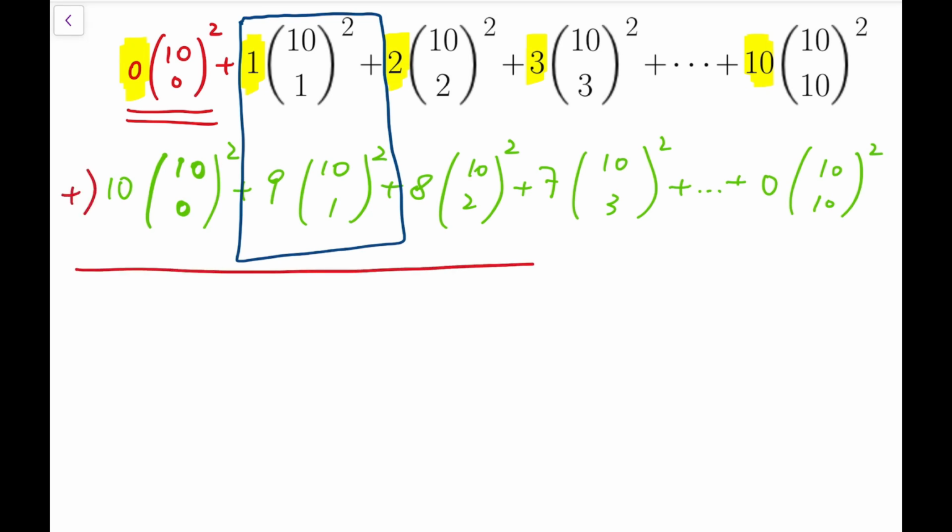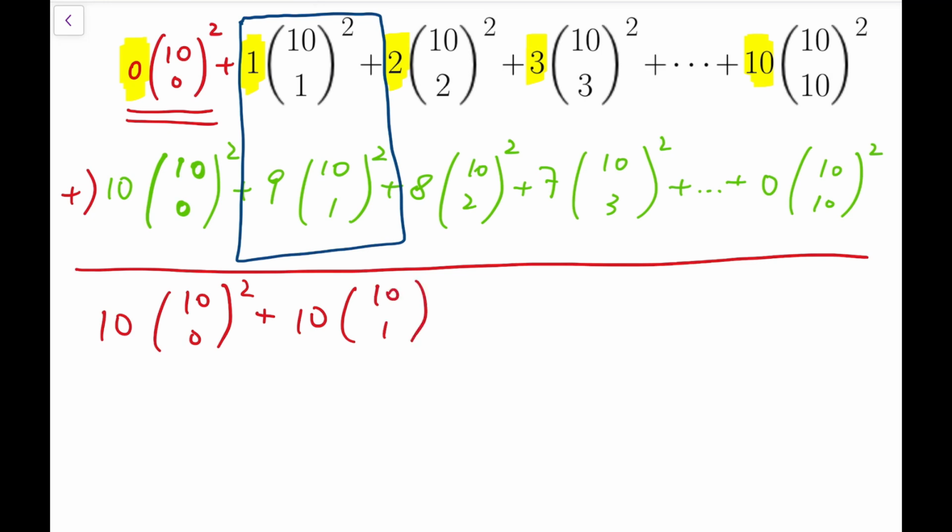After adding, I'm going to get 10 times 10 choose 0 whole squared plus 10 times 10 choose 1 whole squared, adding all the way up to 10 times 10 choose 10 whole squared. In this way, I've made the sum to be having the same coefficients among all binomial coefficients.